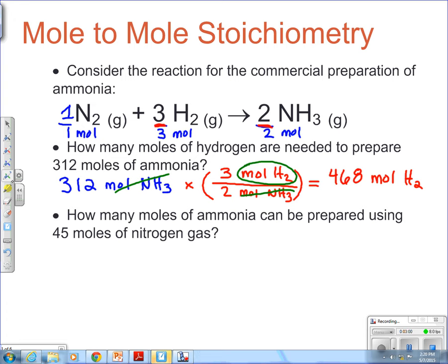How many moles of ammonia can be prepared using 45 moles of nitrogen gas? Again, we start with what the problem gave us, 45 moles of nitrogen gas, which is N2. We're interested in how many moles of ammonia, so we look at our mole ratio from the balanced equation. And I can see that I can form 2 moles of ammonia for every 1 mole of nitrogen that I put in.